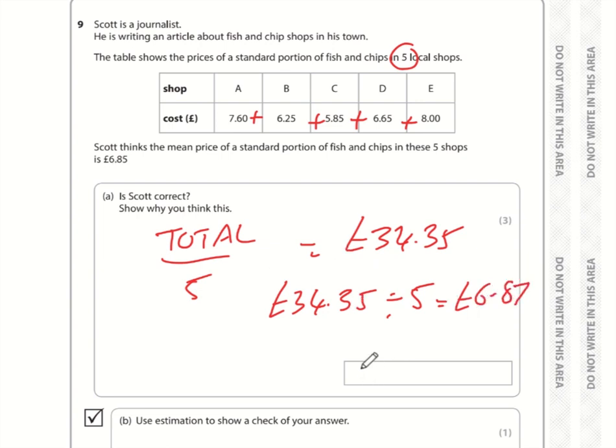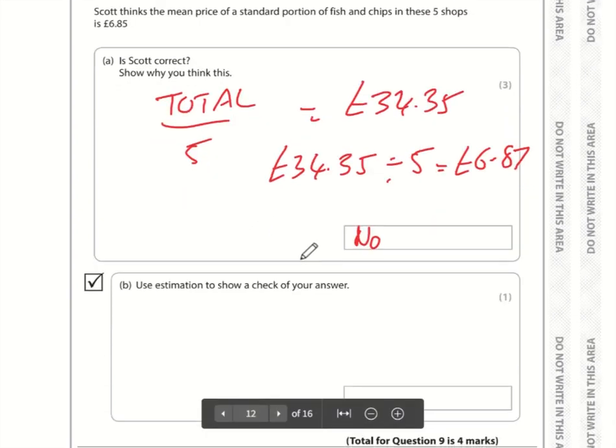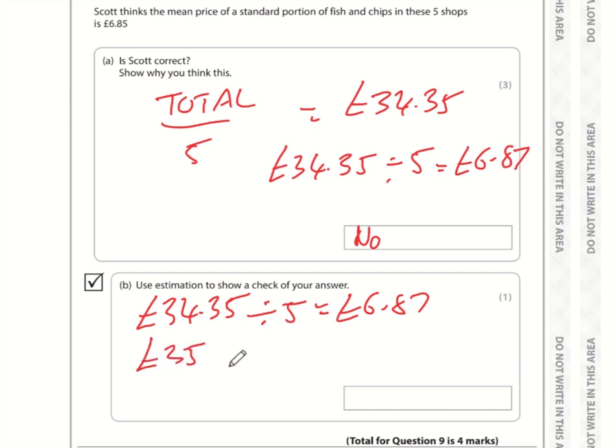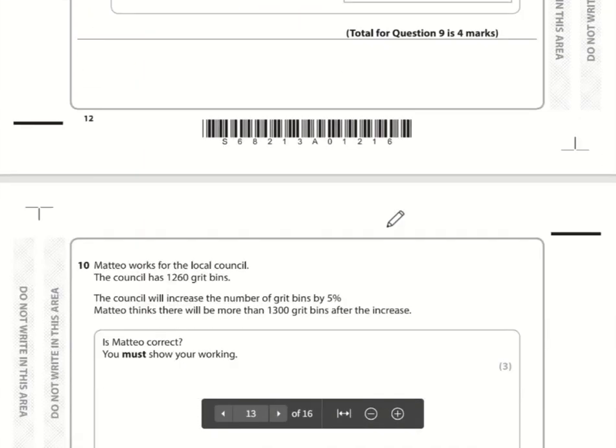So is Scott correct? No, he's not correct, because 687 is not 685, unless he simply rounded it to the nearest 5p or something, but the question makes no mention of that, so I think no is the correct answer here. Use an estimation to show a check of your answer. Well, we did £34.35 divided by 5 is £6.87. Well, if I just called that £35, what is 35 divided by 5? It is £7. So we can see, yeah, we're not a million miles away. So that estimation proves that we're probably right.